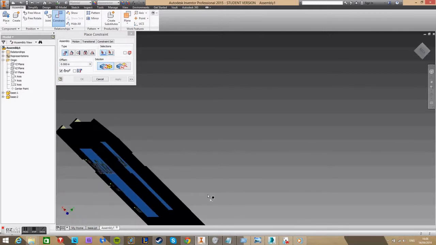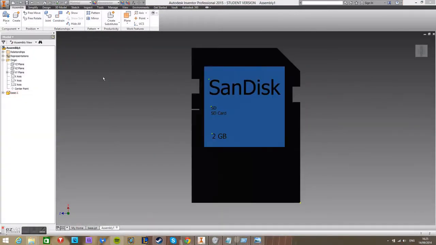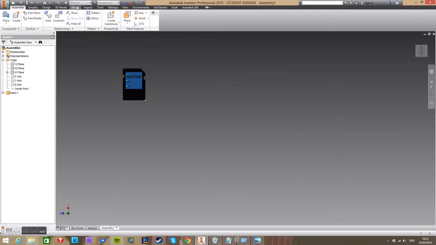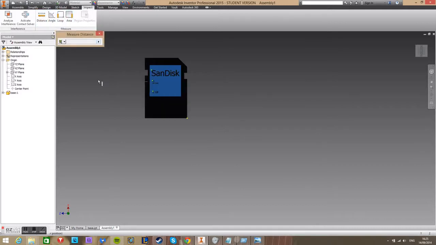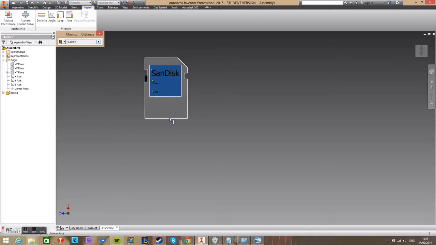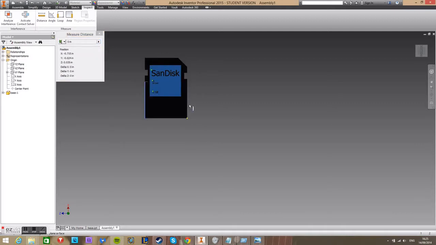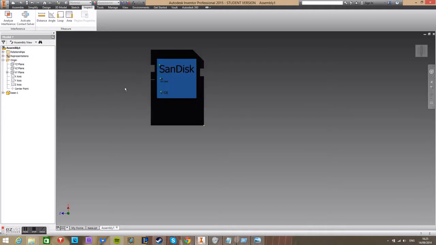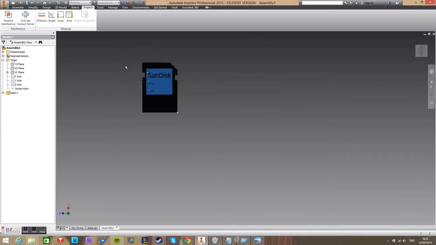One last thing about SD cards. SD cards have three form factors. The standard is 32mm by 24mm. The next one down, which is the mini SD card, is 21.5mm by 20mm, and the smallest SD card is only 11mm by 15mm.